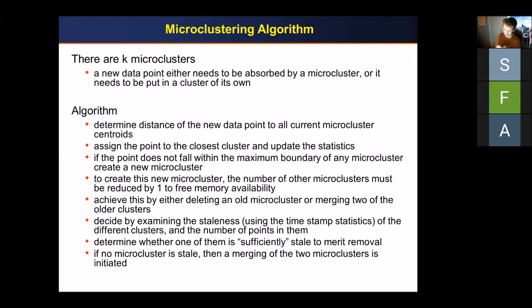So you have a notion of staleness, this timestamp. You keep a timestamp for each microcluster of the last time you added something to it. If that happened a long time ago, then maybe I can safely delete it. Or if it doesn't happen as long ago, then you maybe merge it with one that is newer. This is up to you. So there are three operations: create a new microcluster, delete an old one, or merge them together. You have to constantly monitor these clusters and decide what you want to do. This is basically microclustering, or clustering under streaming data conditions.